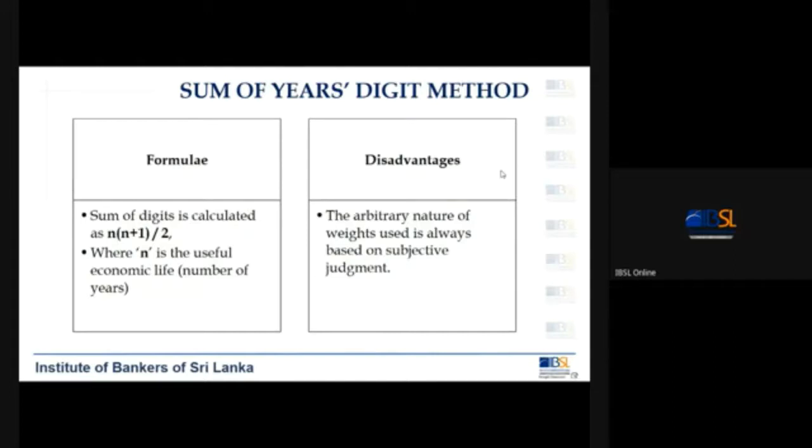The disadvantage will be, you will see that we will be using some weights to calculate the depreciation. It may not reflect the correct depreciation applicable for the asset. But overall, it will be equal. But over the life of the asset, it might not reflect the correct amount of depreciation if you are really worried about the carrying amount of the asset.